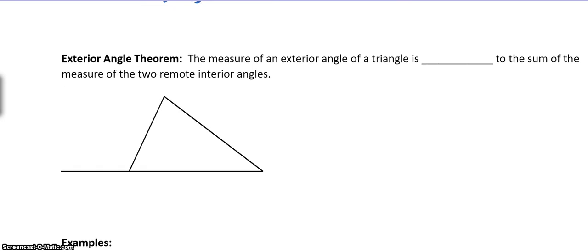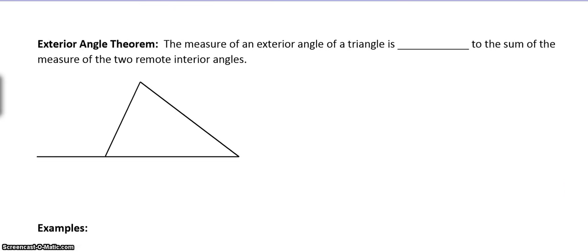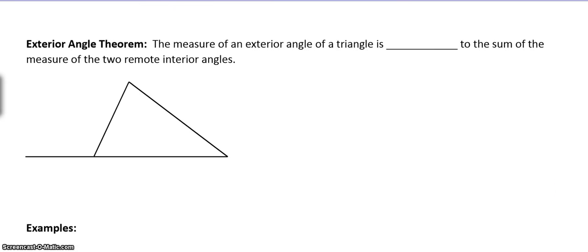Now for the other theorem. This is called the exterior angle theorem. The measure of an exterior angle of a triangle is congruent to the sum of the measure of the two remote interior angles. Let me say that again. The measure of an exterior angle of a triangle is congruent to the sum of the measure of the two remote interior angles. Say what? Now you're probably thinking, wow, he's talking fast. Well, that definition is not going to make too much sense to you until I go ahead and explain it.